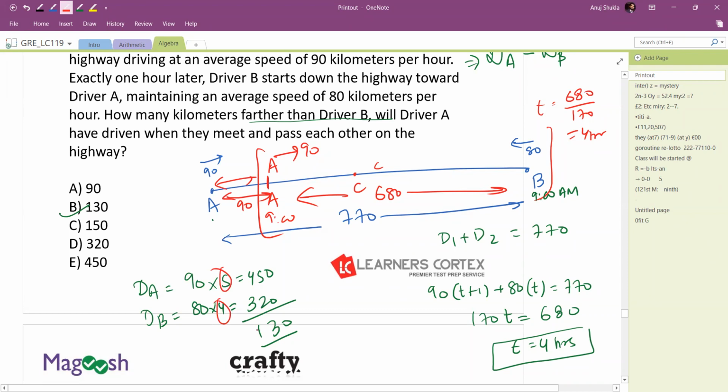Now you can understand. Previously it was t plus 1. So you can say now I have moved the distance line a little further. Now it is t. So previously it was 1. So now total time is t plus 1.